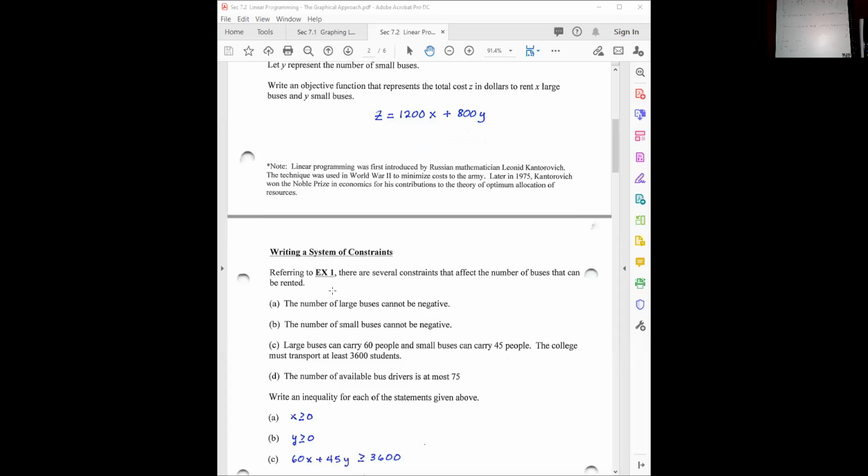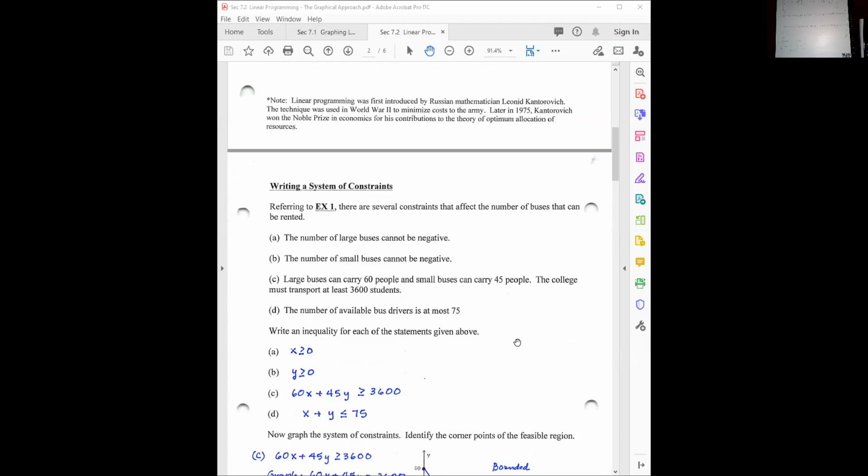You're going to create the constraints. So this is how it works. The number of large buses cannot be negative. Obviously, you cannot have negative large buses or negative small buses. So X and Y are greater than or equal to 0, right? Large buses can carry 60 people and small buses can carry 45 people. The college must transport at least 3,600 students. So that's a new restriction. Or actually, that's new information. So large buses can carry 60, small buses can carry 45.